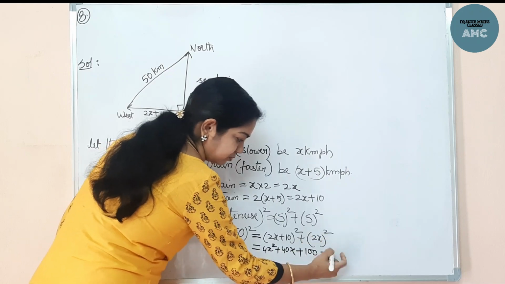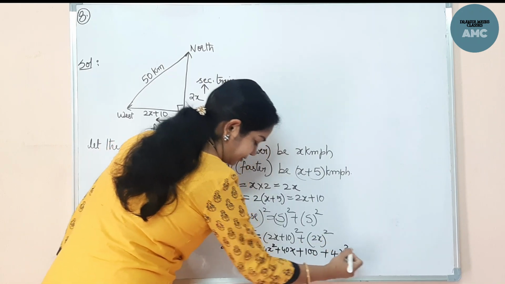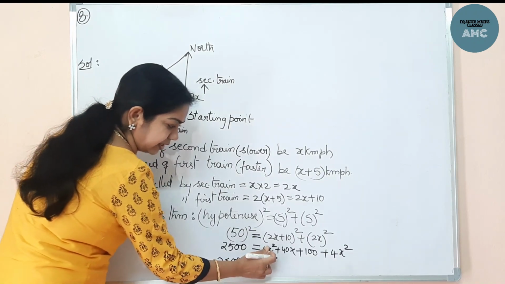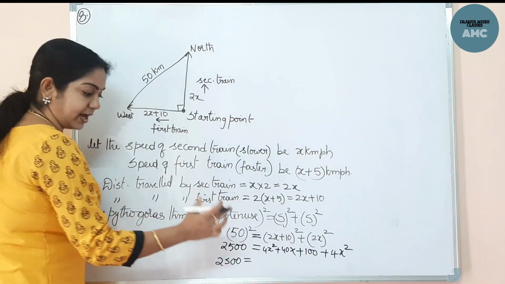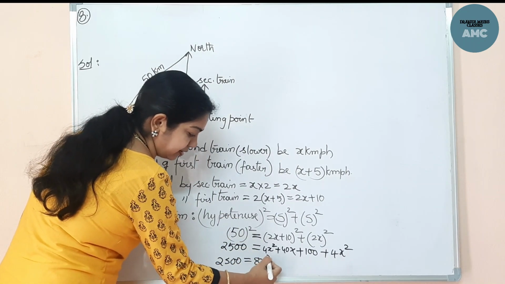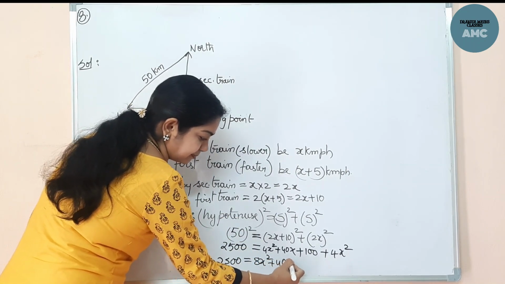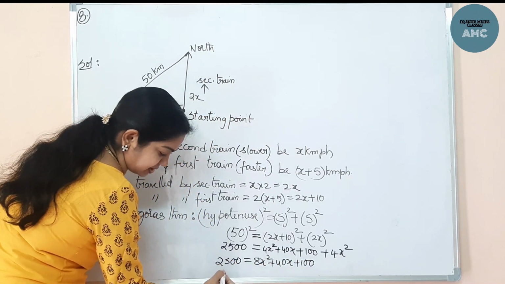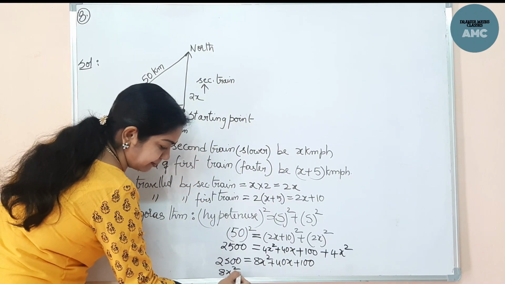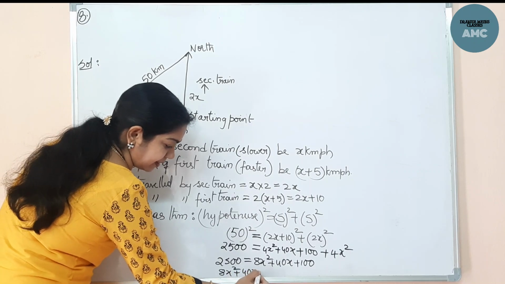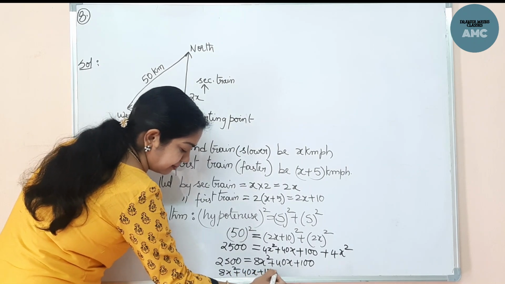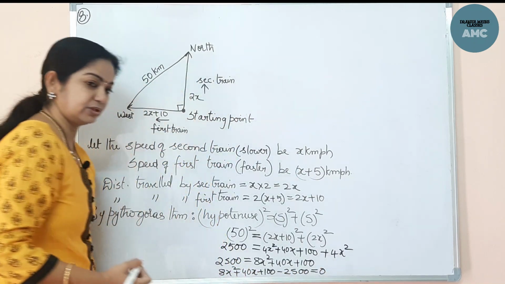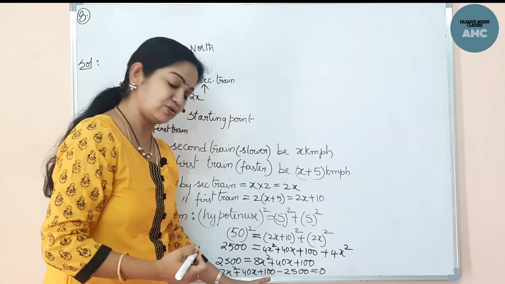And again this 2x whole square is 4x square. Now if you see, 2500 equals 4x square and 4x square, like terms we have to add, so 8x square plus 40x plus 100. Right. Now we will bring this to the side: 8x square plus 40x plus 100 minus 2500 equals 0. So these constants we will subtract, it comes to 2400.